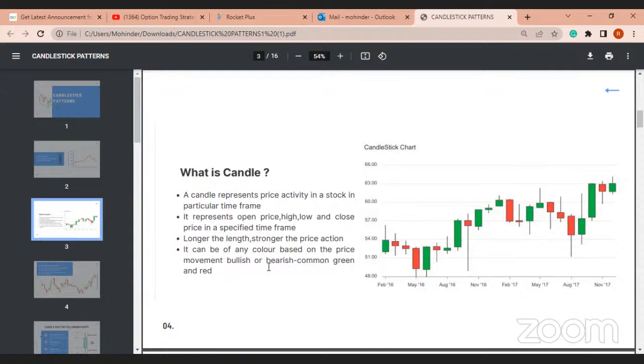And the next one is that it can be of any color based on the price movement, bullish or bearish, commonly green and red. As I mentioned before, if the involvement of buyers is more, then obviously the color of the candle will be green. And if the involvement of sellers is more, the color of the candle will be red.